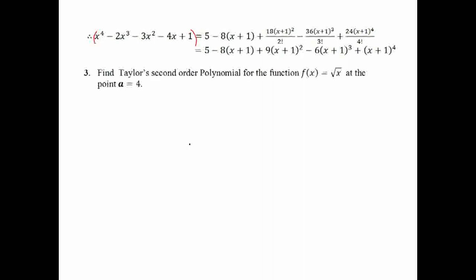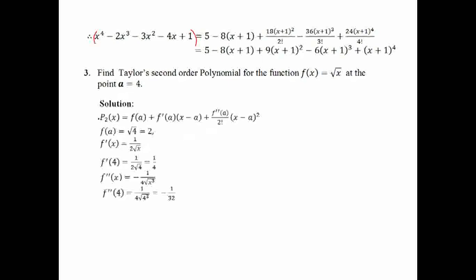Find Taylor's second order polynomial for the function f of x is equal to the root of x at the point where a is equal to 4. So the solution, P2 of x is equal to f of a plus f prime a, then open bracket x minus a, close bracket, plus f double prime a over 2 factorial, open bracket, x minus a squared. So this is just the general expression of the Taylor's expression.